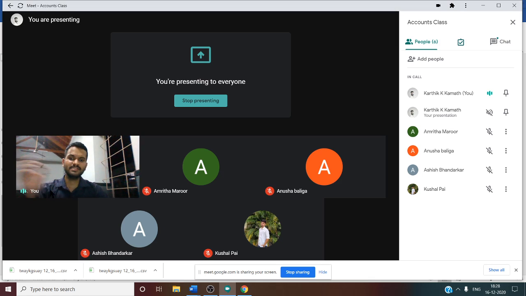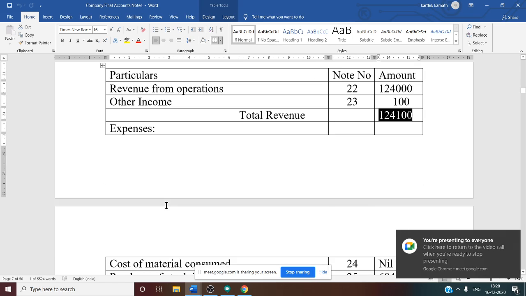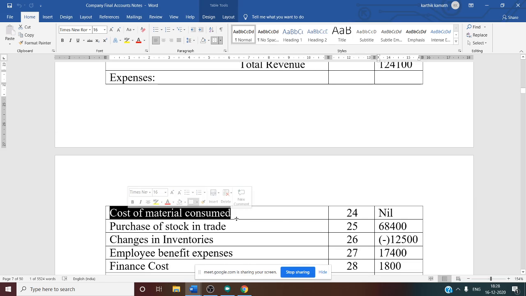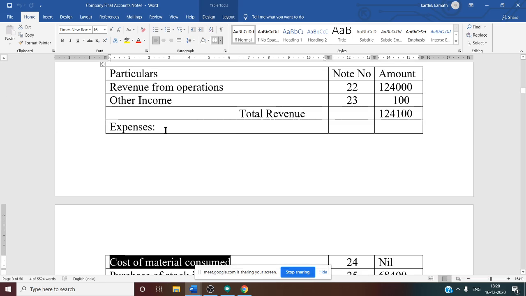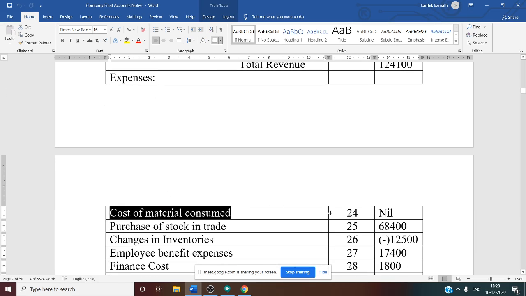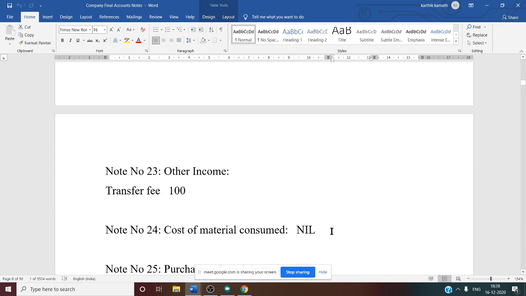So once we get the total revenue, the next thing we want is expenses. Expenses working notes start from 24 to 30. So cost of material consumed. First you have to write expenses, then under that you have to write cost of material consumed, working note number 24. In working note number 24, there is no raw material information. See here nil we have written. So you have to show the same thing. Nil you have to show in the amount column.